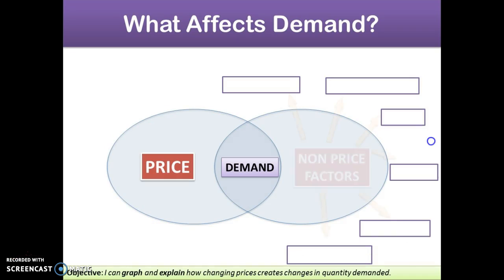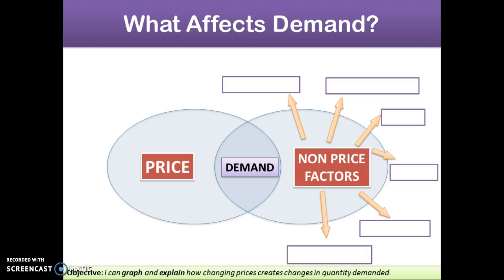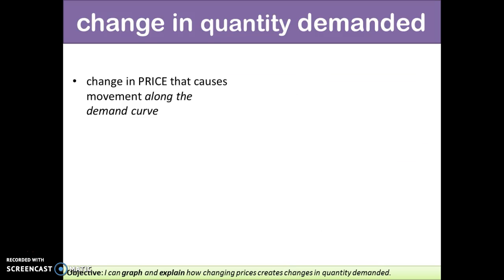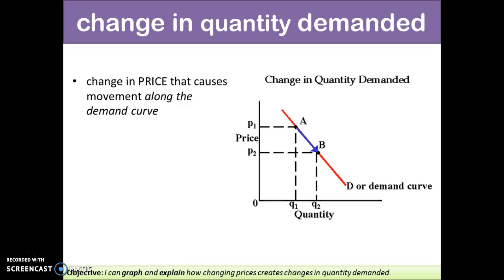There are other non-price factors that also affect demand. We'll be looking at those another day. If we focus on price and see how that creates a change in quantity demanded, it means that we're going to have movement along the demand curve. And here's an example of what that might look like.